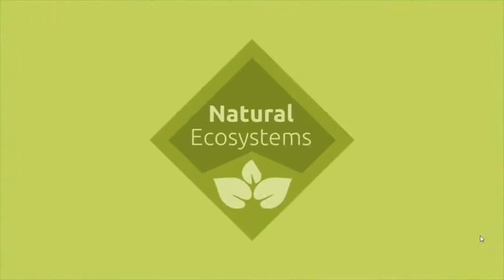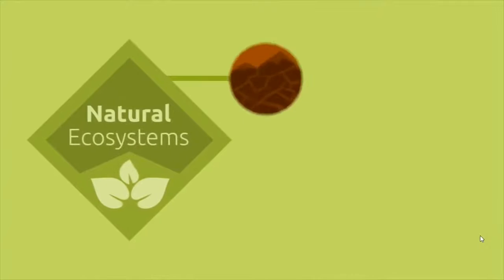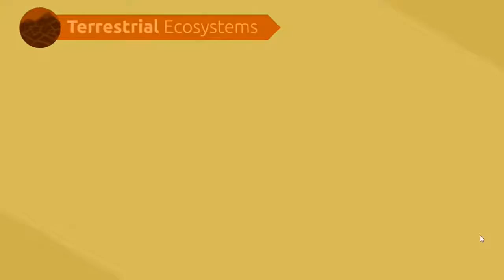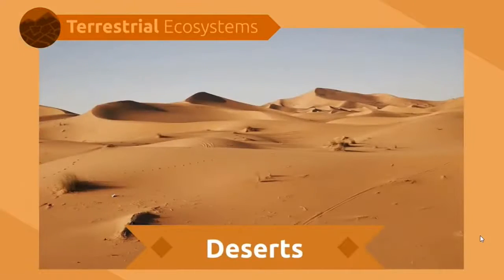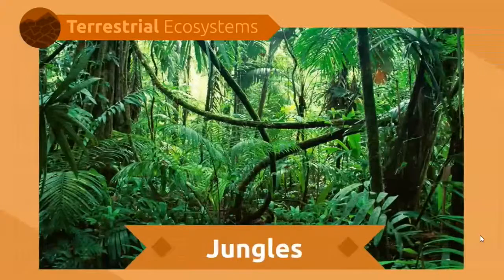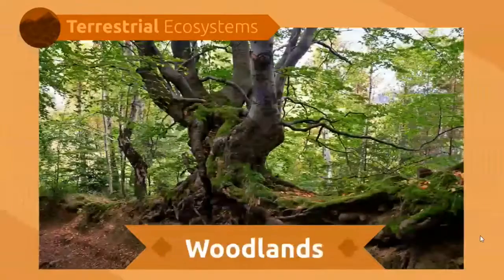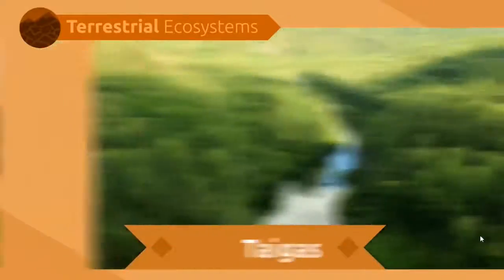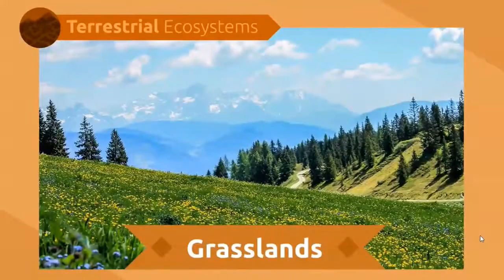We can classify natural ecosystems in two major types: terrestrial and marine ecosystems. Terrestrial ecosystems include deserts, jungles, woodlands, tundras, taigas, grasslands, or savannas.